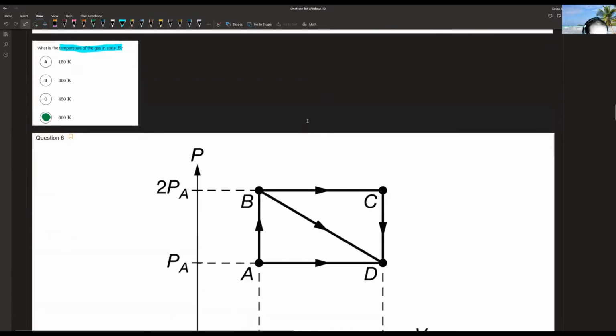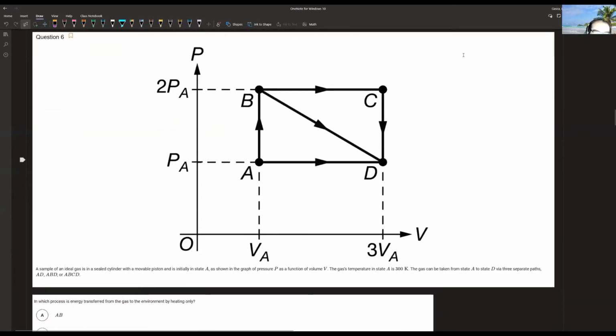Question 6. Sorry, I'm trying to fix the microphone here so that it can pick me up and not the lawnmower in the background. Question 6.